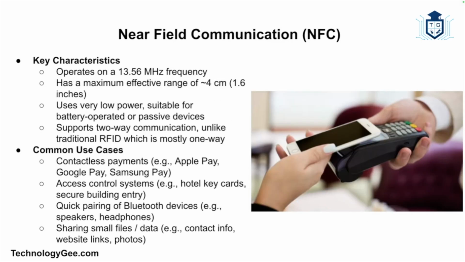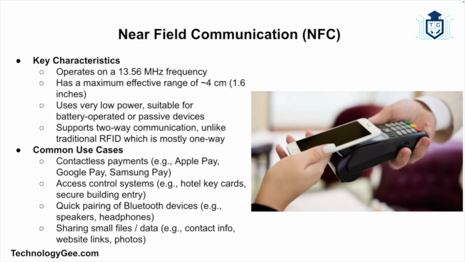All right, so let's move on and talk about NFC or near field communication. So NFC, this is a short range communication method used for data exchange between devices placed close together. And its key characteristics are it operates at the 13.56 megahertz frequency. It has a maximum range of about 4 centimeters, and it has an extremely low power usage. And its use cases are, it is used for contactless payments when you're using things like Apple Pay and Google Pay. It can be used for access control, like using it for a hotel room key card. You can pair Bluetooth devices with it, and you can share small files or data snippets.